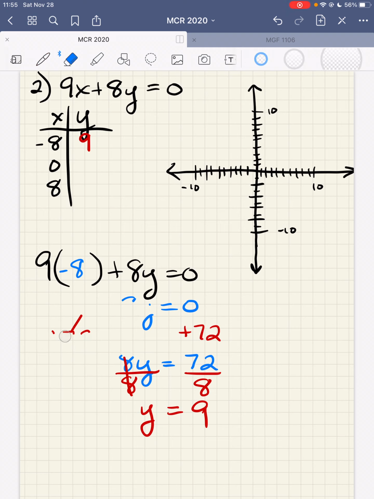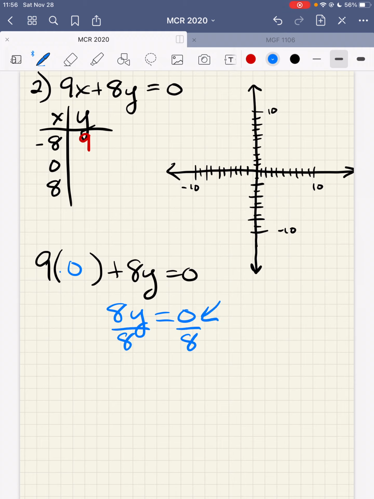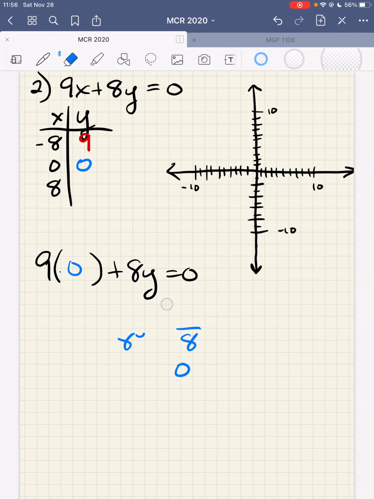I'm going to repeat the process with 0. So plug in 0. This one's going to be easy because 9 times 0 is 0. That part's just going to cancel out, leaving me with 8y is equal to 0. What times 8 gives me 0 is 0, or you can solve it by dividing by 8. Zero in the top of a fraction gives me 0. Okay, so this happens to be the origin.